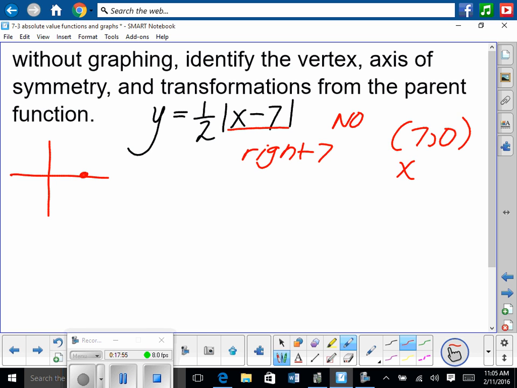My axis of symmetry is at x is equal to 7. So we're going to right 7. Well, then there's not a reflection, but it is a compression because 1/2 is less than 1. A compression of 1/2. Does everybody understand why it's compression? Isn't a half less than 1? So won't that compress it down? Because once you go 1, up 1 over 2, up 1 over 2, so it's compressing it. Does that make sense, everybody?